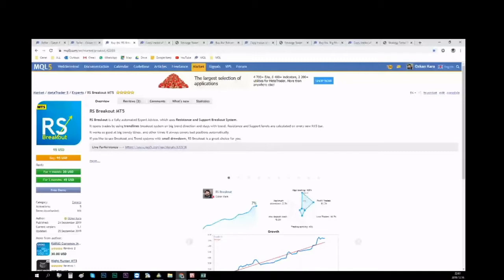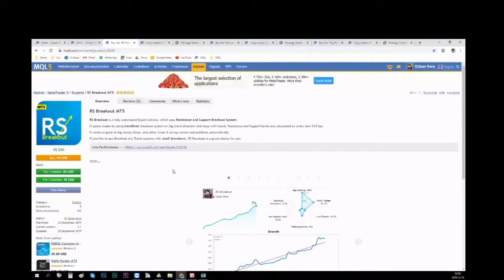Okay. And this is RS Breakout. This is my newest expert advisor, and I will explain how it works and how you can use it in your MetaTrader 5 or 4. I always wrote my codes in MetaTrader 4, as you can see here, and in MetaTrader 5. If you are using MetaTrader 5, you can use this one. And this system is really a basic system, I think.